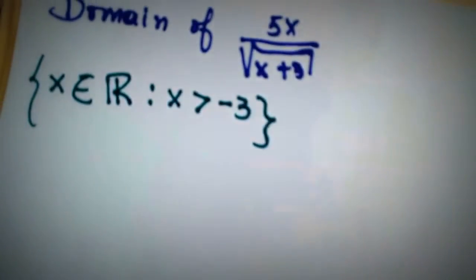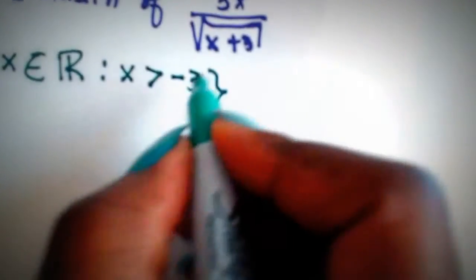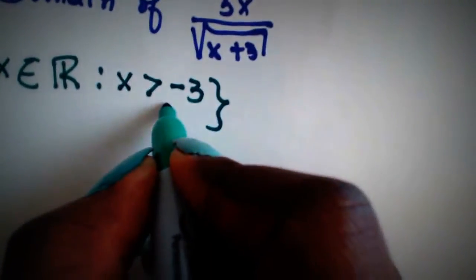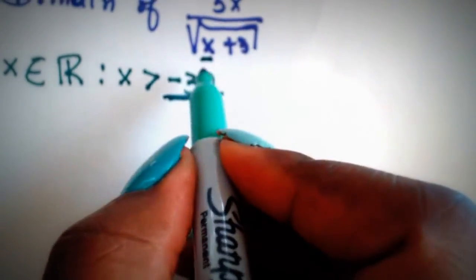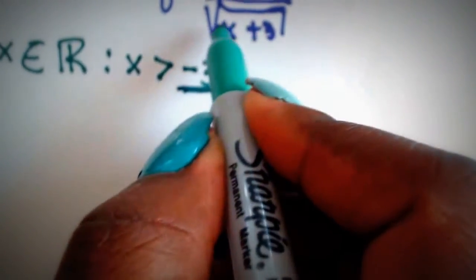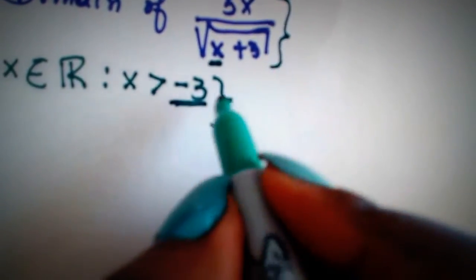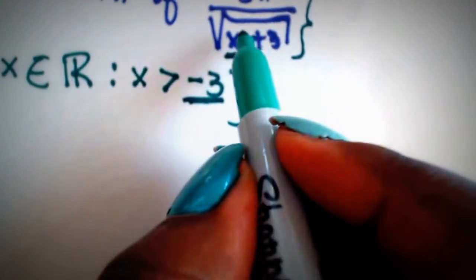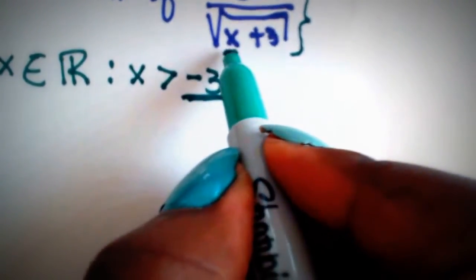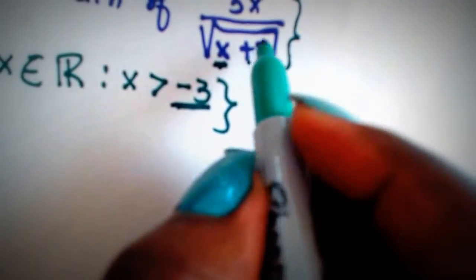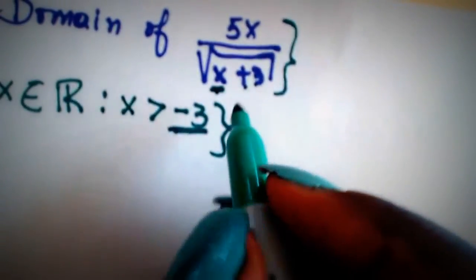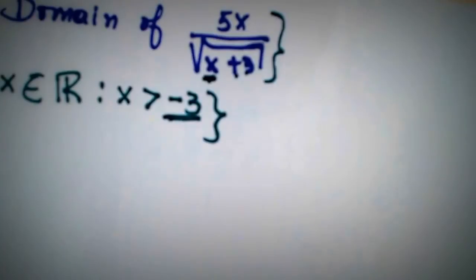X needs to be greater than -3 for two reasons. First of all, if x is equal to -3 and we input it into the function, the denominator will be equal to 0. So you would have the square root of 0, which is 0, and the function itself will become indeterminate because you have the root in the denominator. You would have -3 plus 3, 0. So that would be an indeterminate function, and you don't want that.